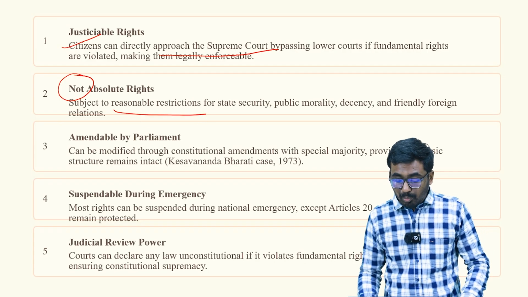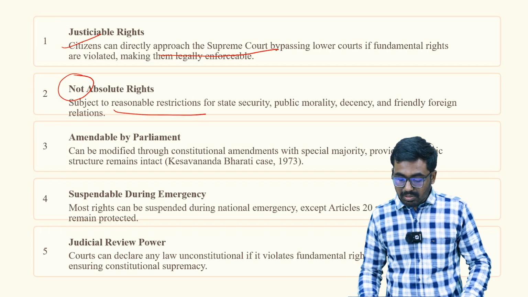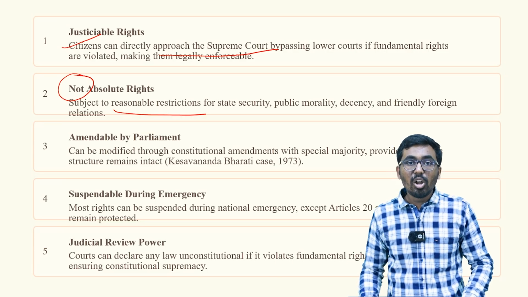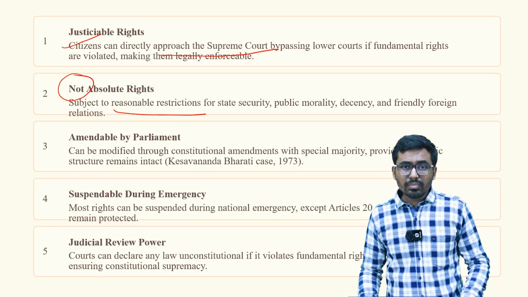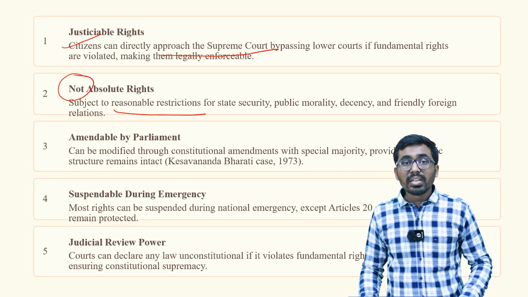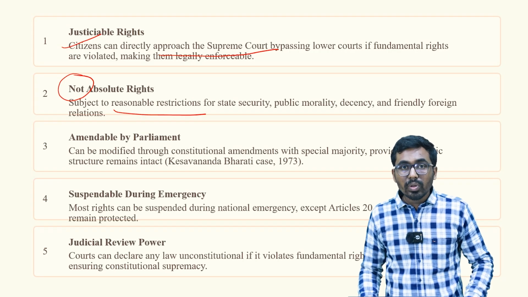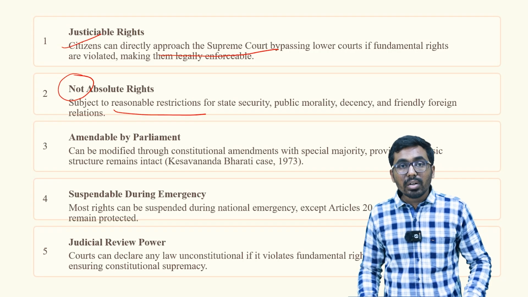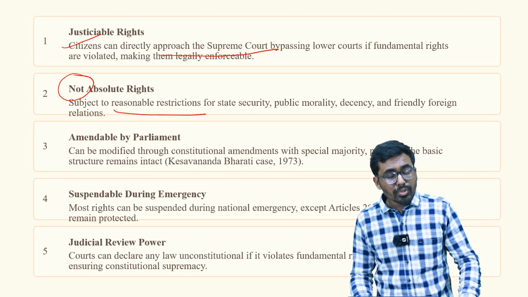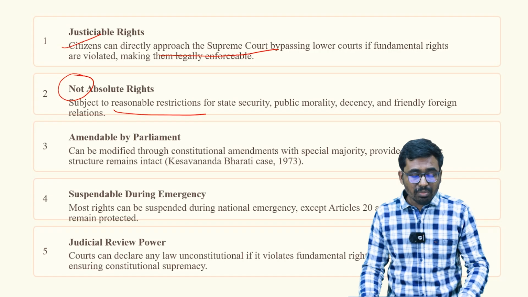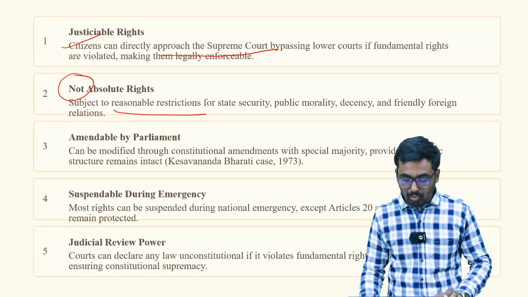Reasonable restrictions means if a person can harm the state security, or can create a law and order issue, or can provide sensitive information to any other enemy country of India, his or her rights can be curtailed. So first of all, rights are justiciable, but they are not absolute.